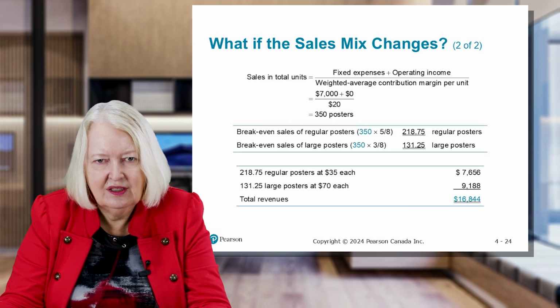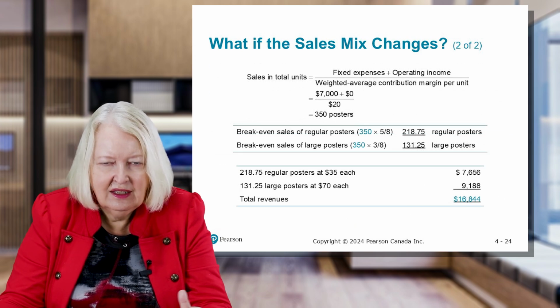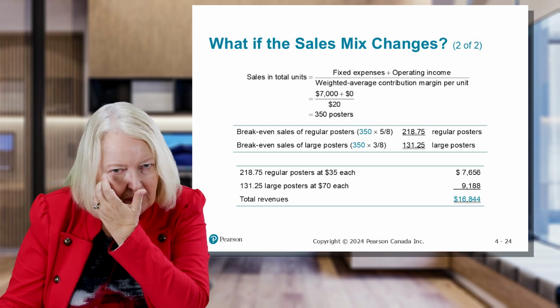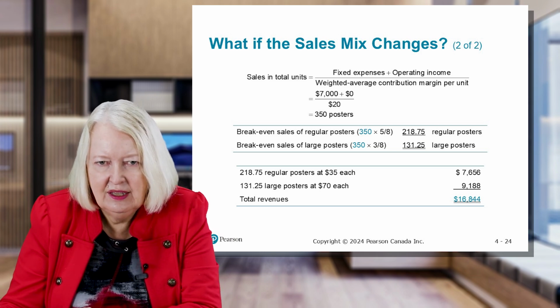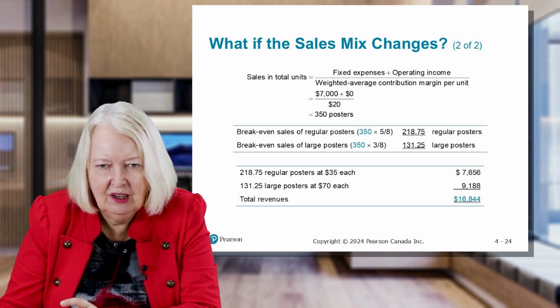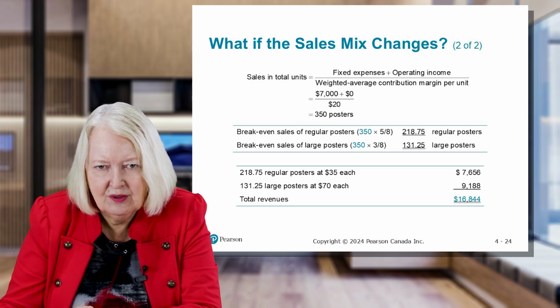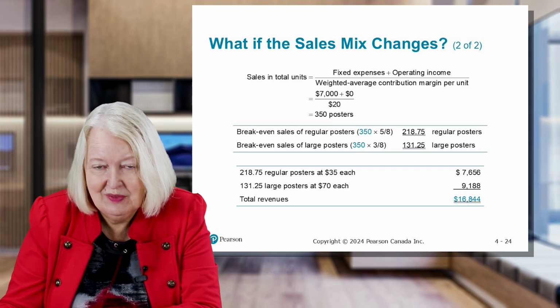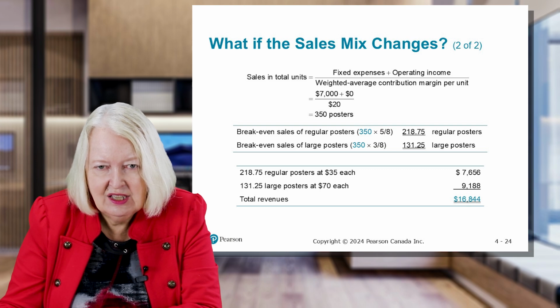Now you want to consider, well, what happens if that distribution changes? Here, if you want to calculate break even, you want to figure out how many of the regular posters and how many of the large posters she will have to sell to break even. So we're looking at a contribution margin per unit of $20. Because we're looking for break even, it means our operating income would be 0. That's the idea with break even. You're not making any money. So just to break even, she would have to sell 350 posters.